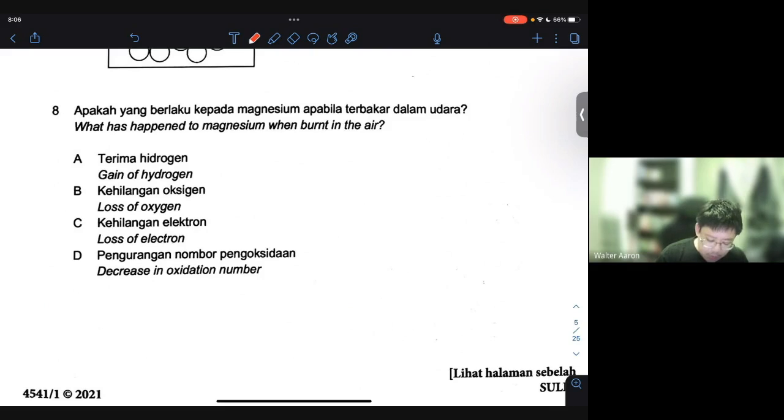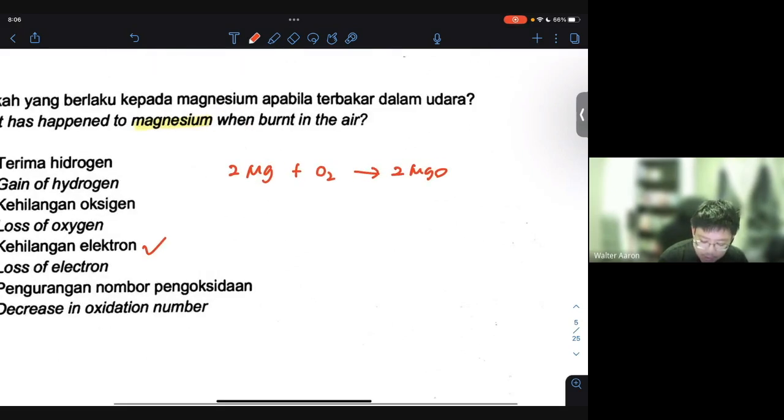Number 8, what has happened to magnesium when burned in air? When you burn magnesium in air, obviously magnesium will gain oxygen, but none of the options actually point towards that. So I would say here, most likely it will be losing electrons, right? Because to form magnesium oxide, it is supposed to be 2 Mg plus O2, you get 2 MgO, and the MgO over here is an ionic compound.